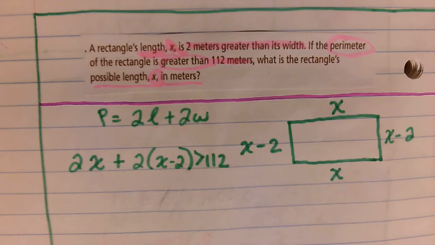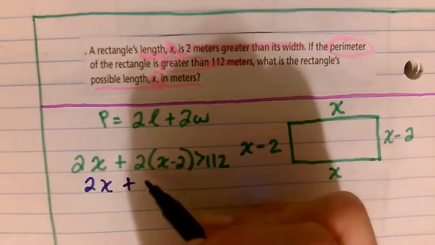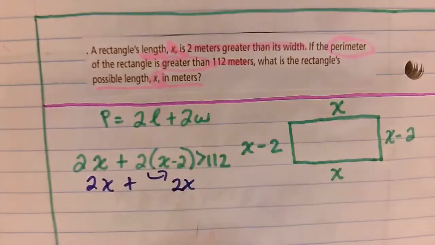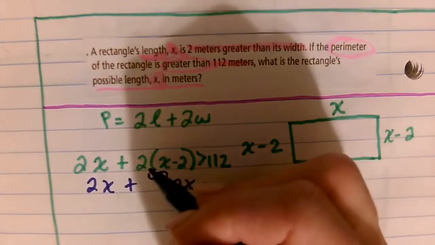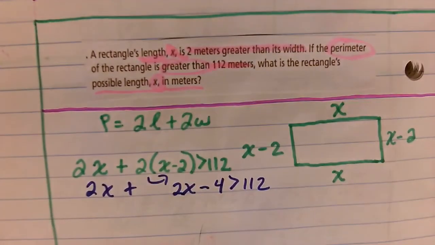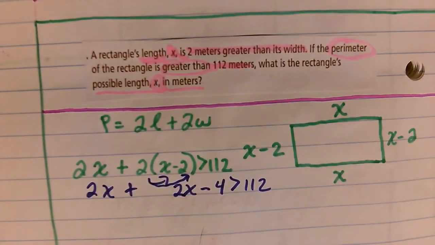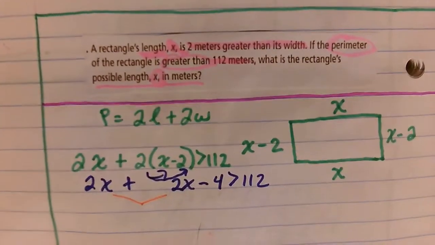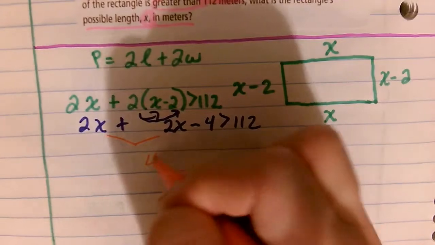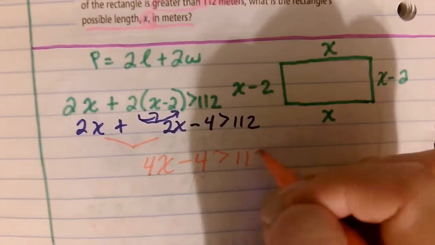So greater than 112. And that is my formula. Now let's solve this multi-step inequality. First, let's bring down the 2x and your plus sign, and let's do the distributive property. 2 times x is 2x. Bring down your subtraction sign, and 2 times 2 is 4, and bring down your greater than 112. Okay? Don't forget you did the distributive property here. Now let's combine like terms. We have 2x plus 2x. That equals 4x. Bring down your subtraction sign and 4, and bring down your greater than 112.